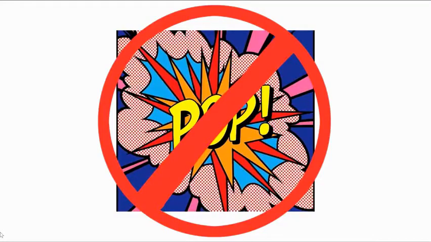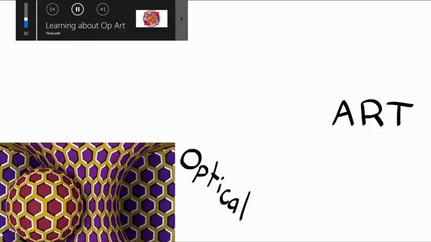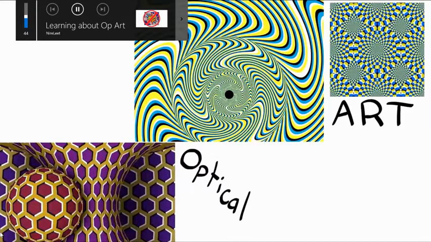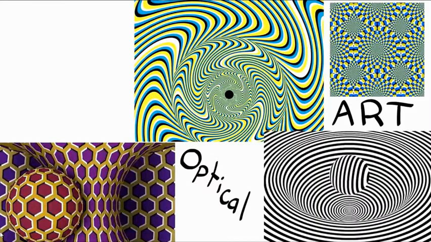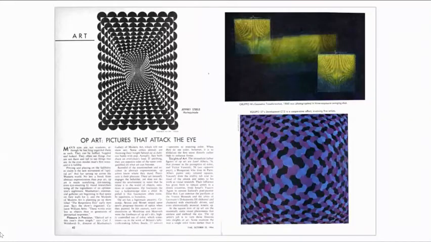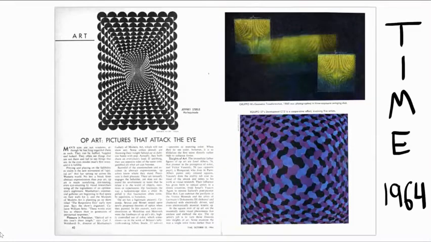Op art, not to be confused with pop art. Op art stands for optical art, art that uses optical illusions. These are pieces that trick the brain into thinking something is happening that couldn't really happen in real life. The name op art was coined by Time magazine in 1964.